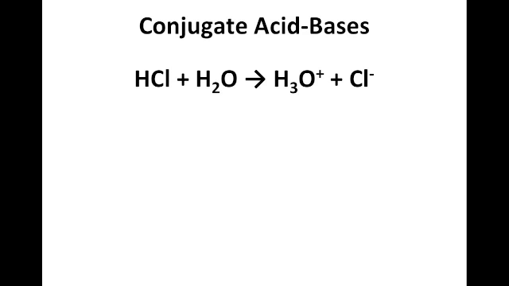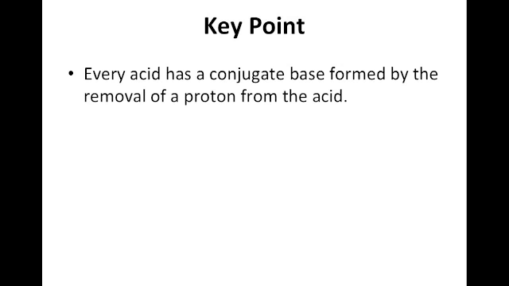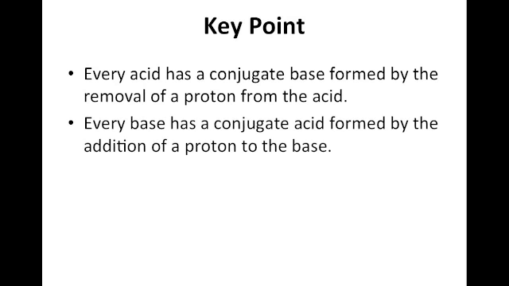Taking a look here, let's do some examples. HCl plus H2O makes H3O+ plus Cl-. As you can see here, this is an acid and its conjugate base. And this right here is a base. H2O is a base, and H3O+ is the conjugate acid. Key point: every acid has a conjugate base formed by the removal of a proton from the acid, and every base has a conjugate acid formed by the addition of a proton to the base.